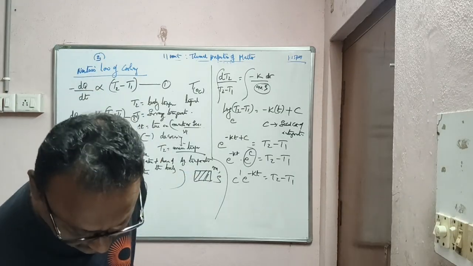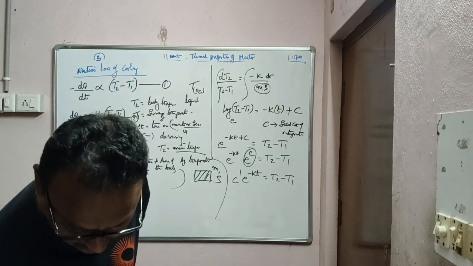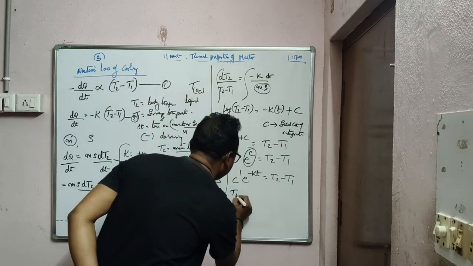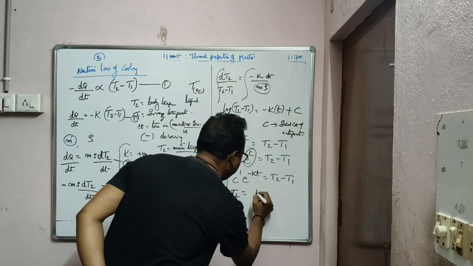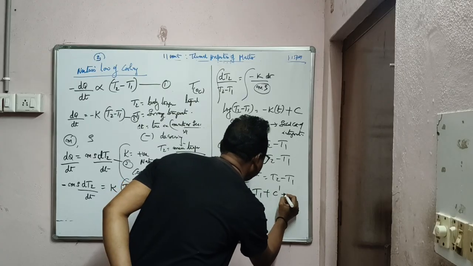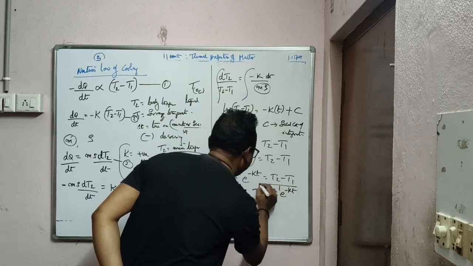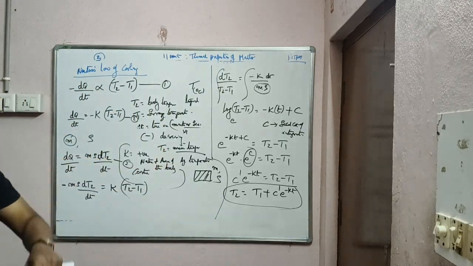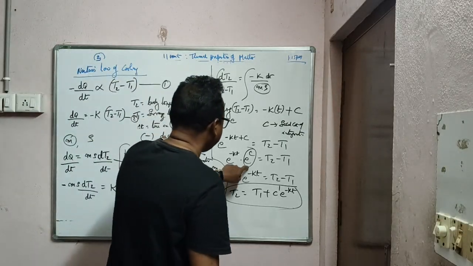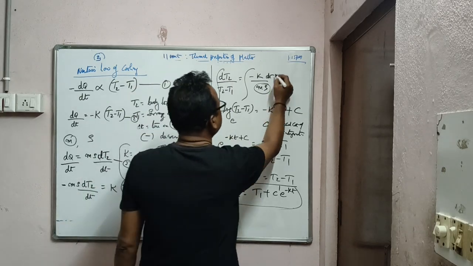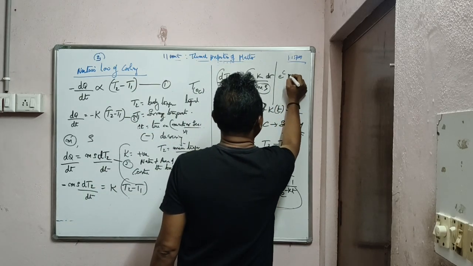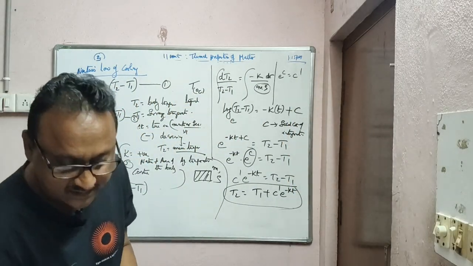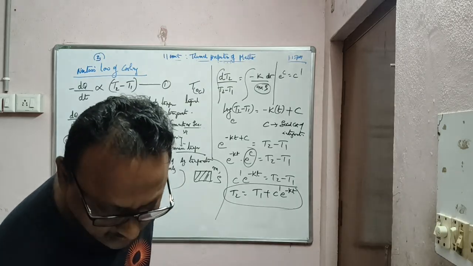Clear? That's it. T2 is equal to T1 plus c dash into e power minus kt, and that is the body temperature. T1 is the surrounding temperature. What is c dash here? e power c I have taken as c dash. In mathematics, you have to assume. So this is the equation, and we have a graph.